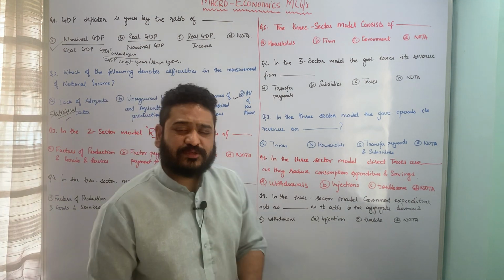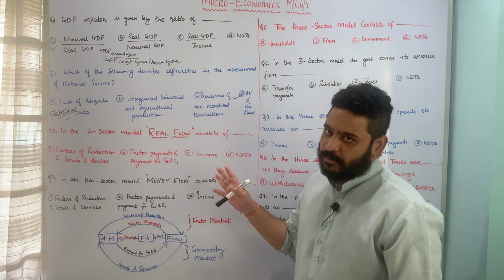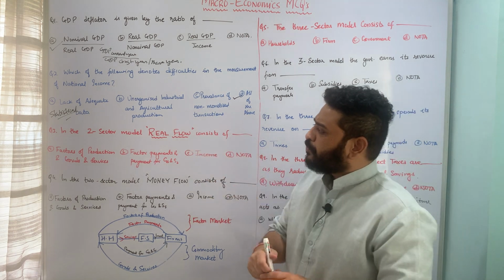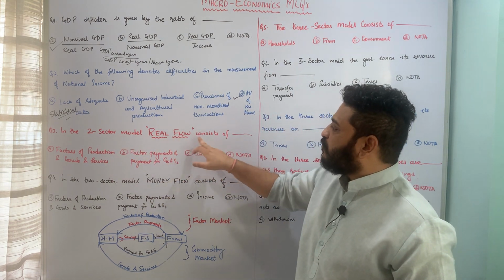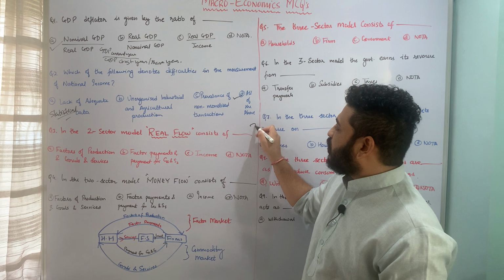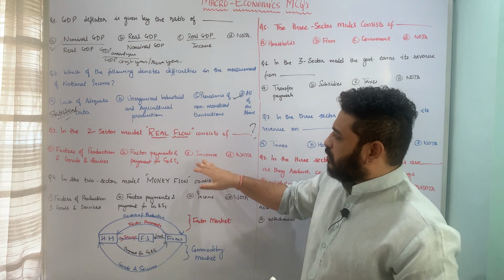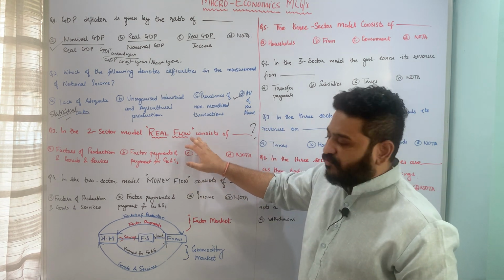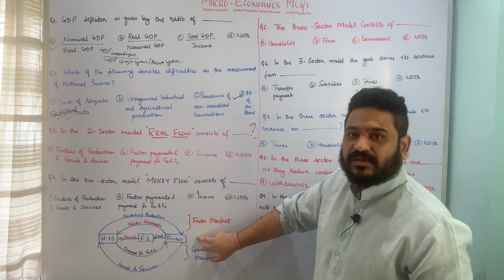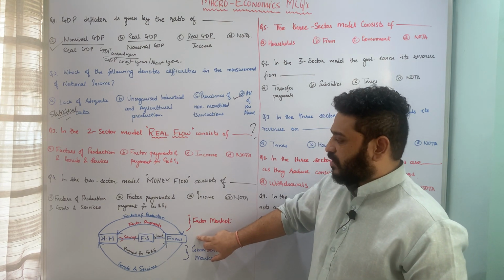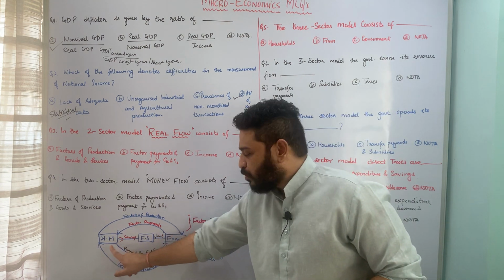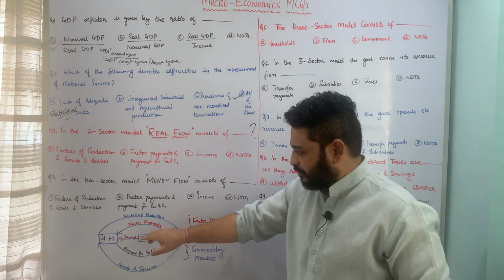Let us now move to the next question, which is talking about the two sector model, which is very important. Now in the two sector model, real flow consists of what? That is the question. Now let us look at this model here which I have drawn, which is the two sector model. It consists of household and firms.